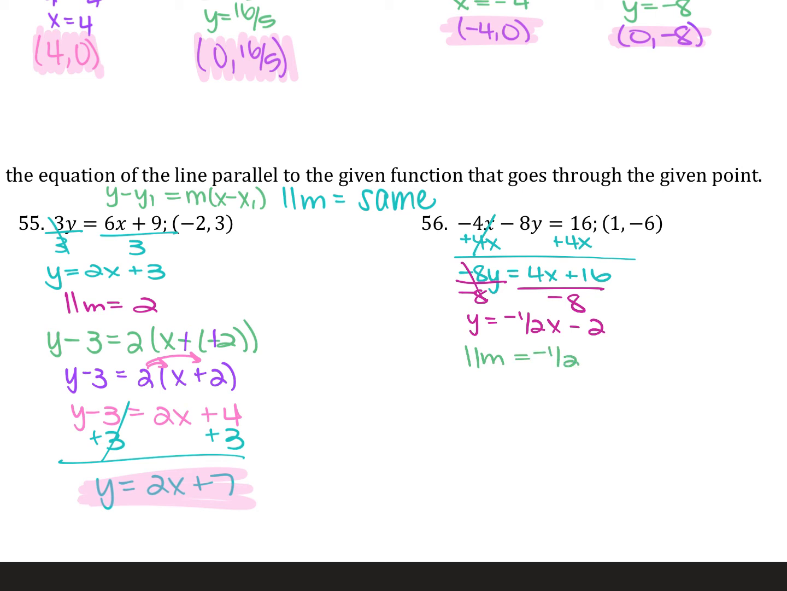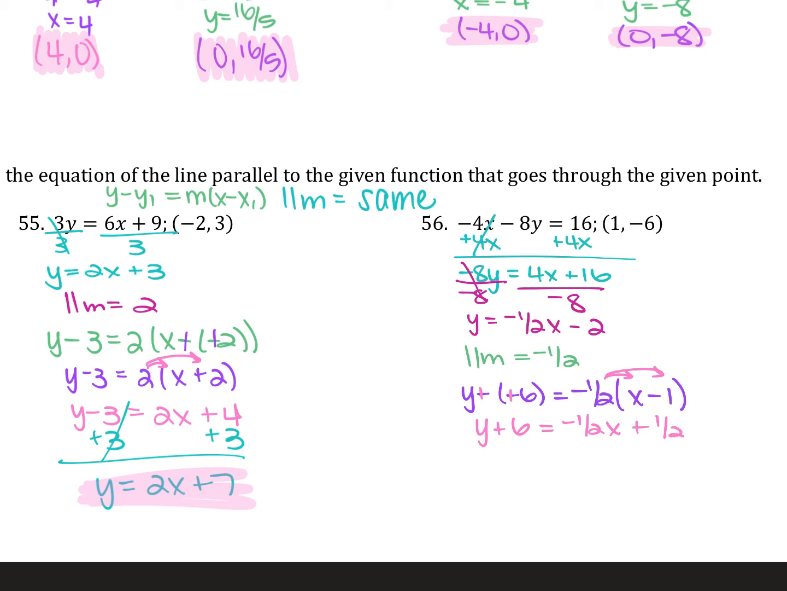Use that and the ordered pair (1, negative 6), put it into point slope form. So that's y minus y1, which is negative 6, is equal to negative 1/2 times x minus 1. You can distribute that negative 1/2 and take care of those double negatives. So this gives you y plus 6 is equal to negative 1/2 x plus 1/2.